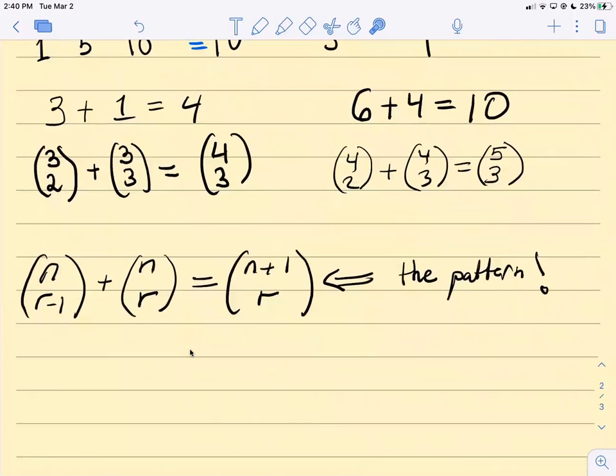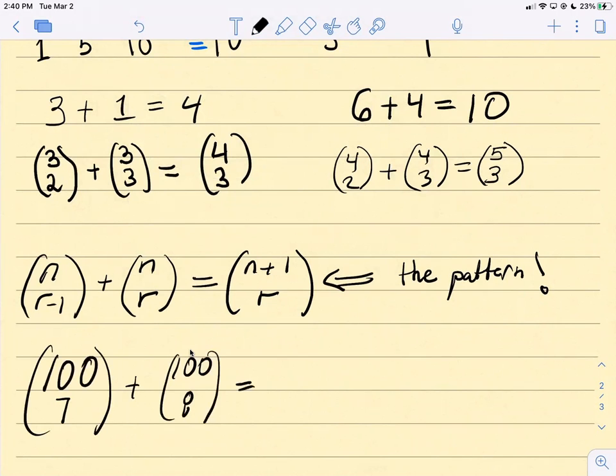Can anyone explain? Or let's do it with 100 friends. So if you have 100 friends, and let's say I'm going to do the formula: I want to invite 7 friends plus 100 friends, and I want to invite 8. According to this formula, this should be 101 choose 8. Can anyone justify why this is true? Can you explain it? Just take a moment to think about it. If I want to pick 8 friends out of 101, why can I do the thing on the left?